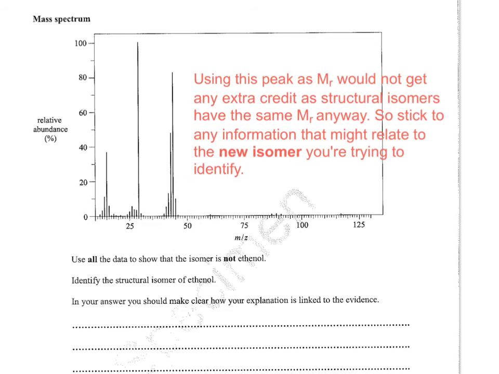So what we need to do is look at the other two. Now one of them has an m over z of 29, another one has an m over z value of 15. So considering you've got a C double bond O group, what could be added to a C double bond O to make 29? Because the C double bond O is 28. So that would obviously be CHO. So those are two possible candidates. So if we now move the page down a little bit so we can start to say something about that.